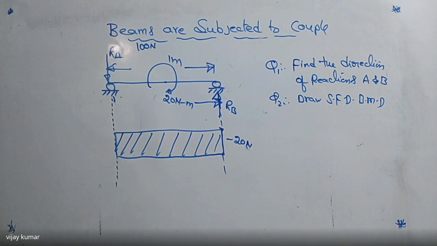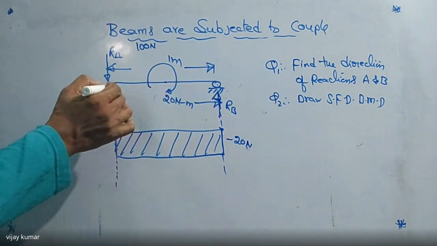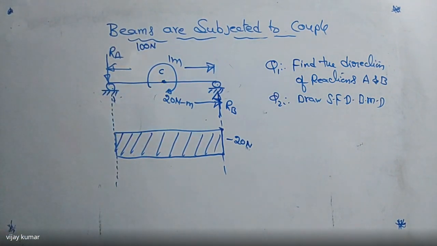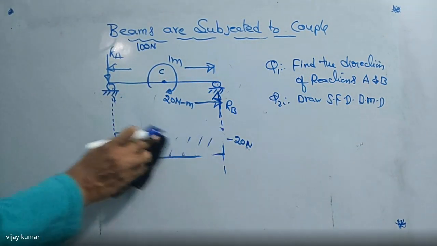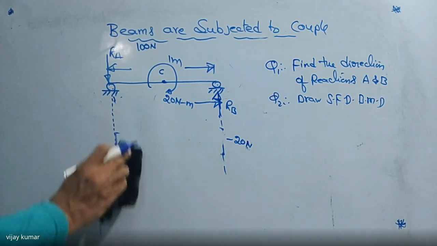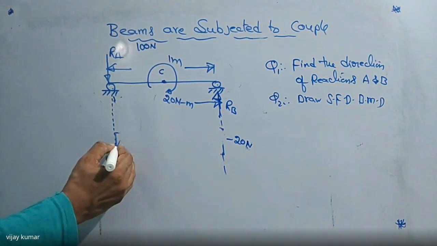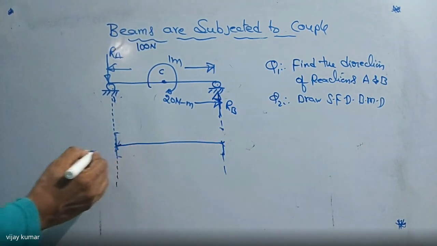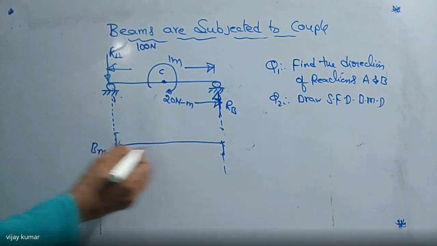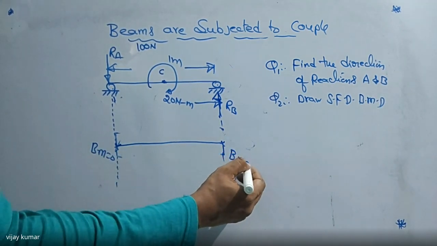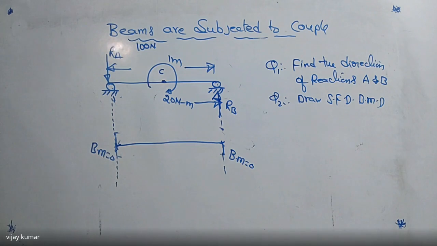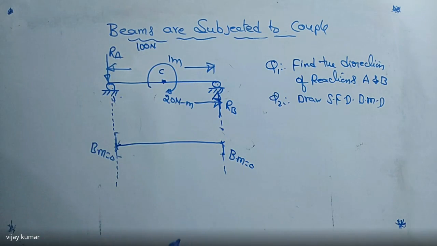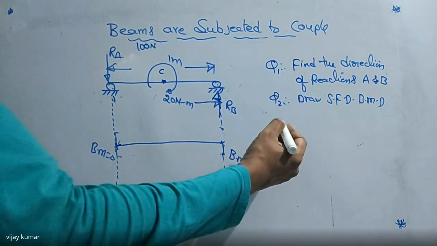So I want to find the bending moment. Bending moment at this point must be zero, but I want to find the bending moment at C now. So that I'm going to draw the bending moment diagram. Please take care about the bending moment diagram now. What is the bending moment at point A and point B? Zero. So here and here, bending moment is equal to zero. Okay, right. So what is the bending moment at C without couple?